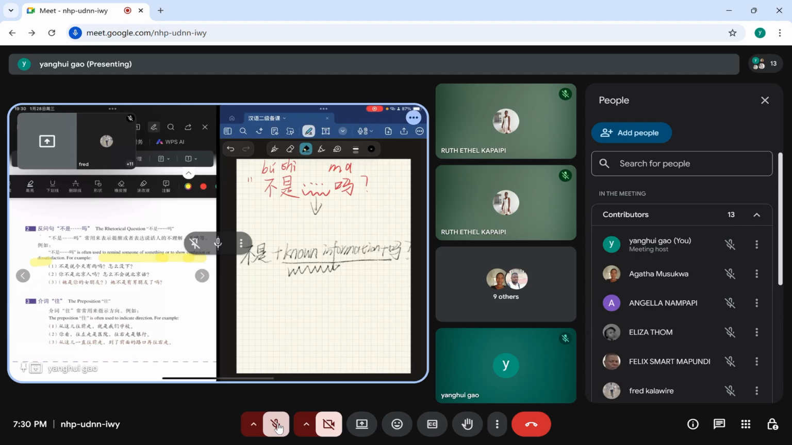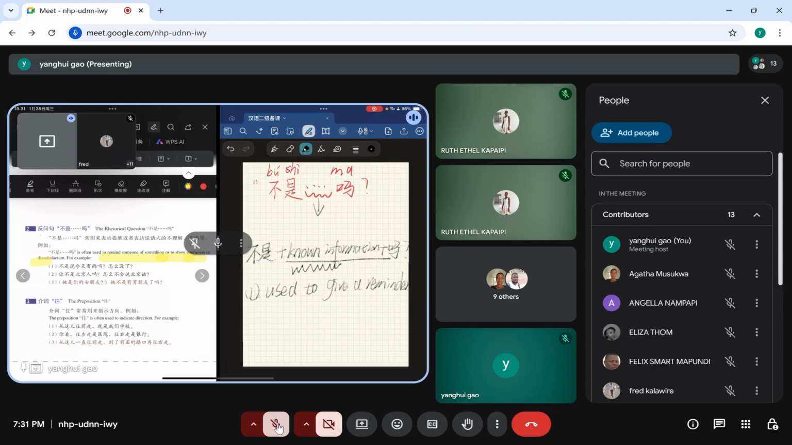Okay, so let's see the example sentences. Let's see the first situation. The first one is used to give a reminder.